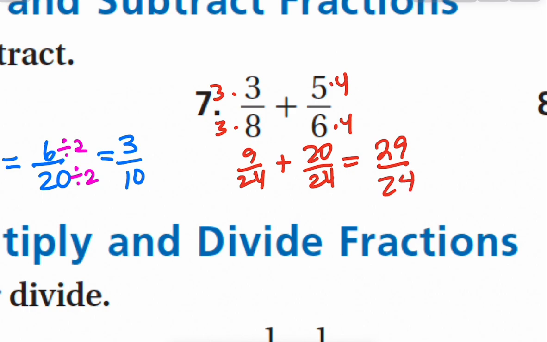What's great about an algebra course, 29 over 24 is a great way to just leave it. It doesn't usually help to put it into that mixed number form. It's not a bad idea to know 24 goes into 29 one time with a little bit left over. But for algebraic purposes, 29 over 24 is a good place to stop. Because 29 cannot reduce. It's a prime number. 24, they don't have anything in common. Leave it. That's your result. Any questions how we did number 7?